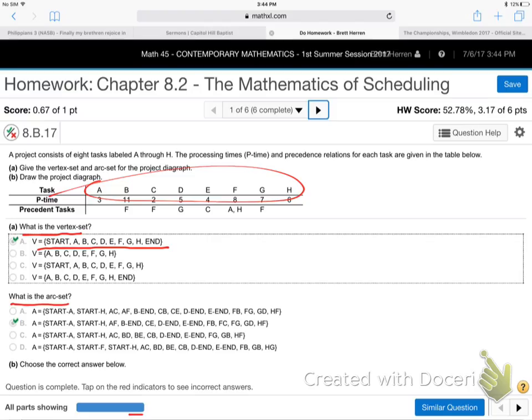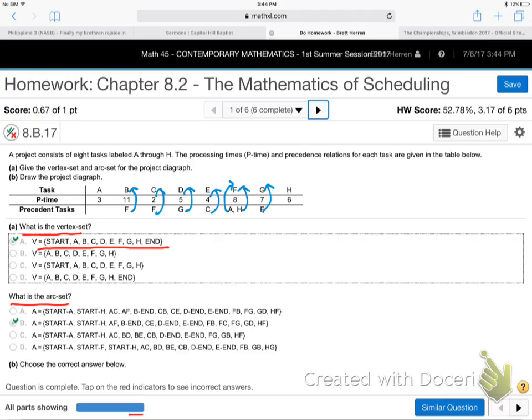Second question. What is the arc set? That means the arrows. Remember, arcs are arrows. I don't see any arrows on this diagram. How do I know what the arrows are? Well, arrows go from F to B, for example, because F must be done before B. It's precedent. So basically, it's all these things pointing up. F to C, G to D, C to E. A and H have arrows to F, F to G. That's it. Those are all the arrows. Do you see how the precedent tasks are arrows leading somewhere?